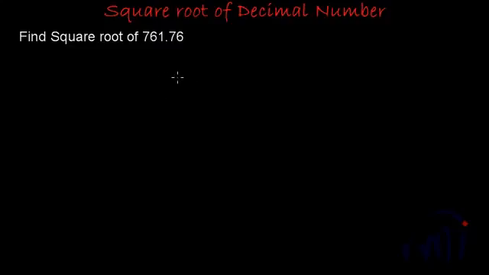So to find the square root of 761.76, first we'll draw these lines and then we do the pairing. And while we do the pairing, we start from this decimal point. We'll start from the decimal point and go in both directions. So when we go in the left direction, 6 and 1 will make one pair and 7 will be alone in the pair, and if we go towards the right, this 7 and 6 will make one pair.